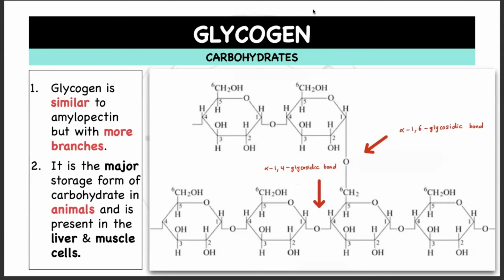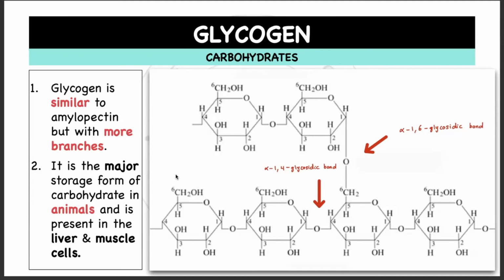Now moving on to glycogen. Glycogen is found in animals, whereas just now I was talking about starch and cellulose. Starch and cellulose are found in plants. Glycogen is similar to amylopectin but with more branches. Take note of this, okay? But with more branches. You have alpha glucose, you have the alpha-1,4 glycosidic bond and the alpha-1,6 glycosidic bond because it's similar to amylopectin. But amylopectin, you have less branches, whereas glycogen, they can go crazy with the branches.